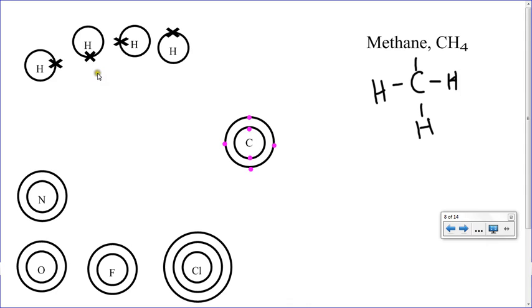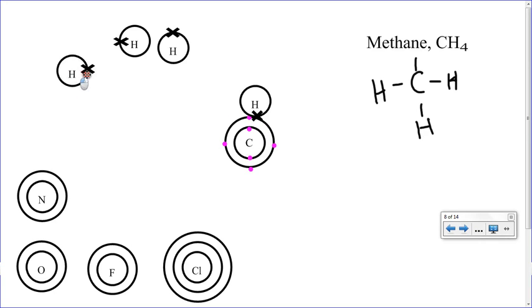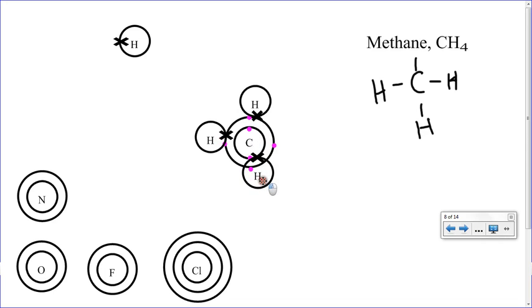So carbon is going to bond to these hydrogens. This hydrogen becomes stable. It has 2 electrons in its outer shell. Carbon still isn't quite there, so you've got 5 at the moment. Let's move that hydrogen in. Move that one in. And move that one in.